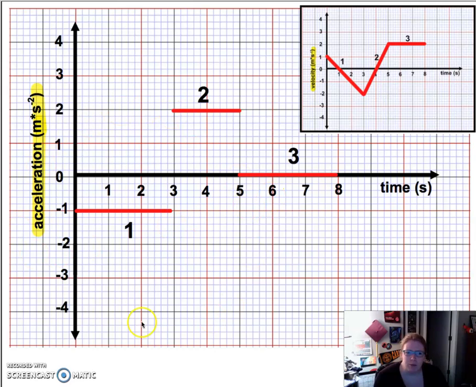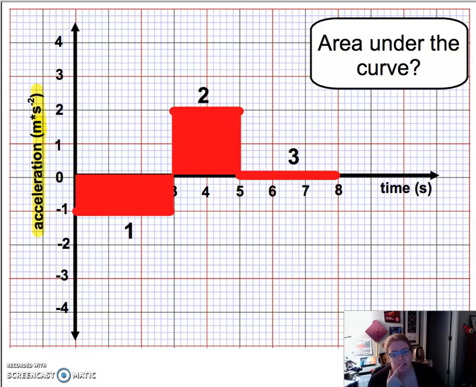So from this acceleration time graph, I'd like you to kind of think about, well, what if I had just given you an acceleration time graph? How might you switch to a velocity time graph? And you might suggest that area under the curve could be interesting. And if you suggested that, I'd say you've been paying attention to some interesting patterns here in physics class.